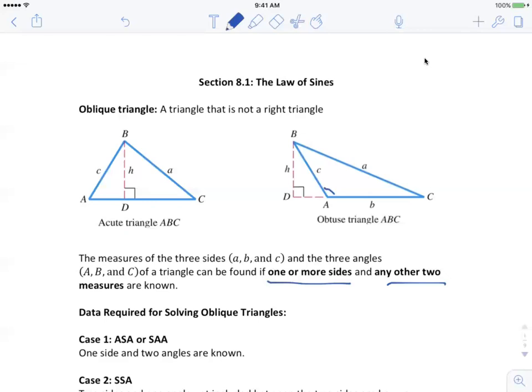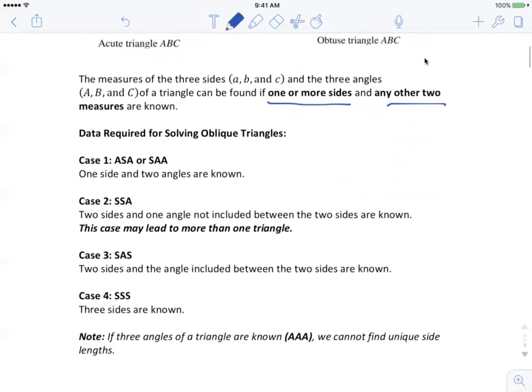There are cases that you're going to have to know in solving oblique triangles. So here's all of the cases below. There's 4 of them, and we'll get to these as we do examples. But this one, case 1, is 2 angles and one side, and there's some different orders to that. Or 2 sides and one angle, that's SSA. Or 2 sides and one angle, but the angle is between the 2 sides. So we'll look at the difference there in a minute. Or you just know 3 sides.